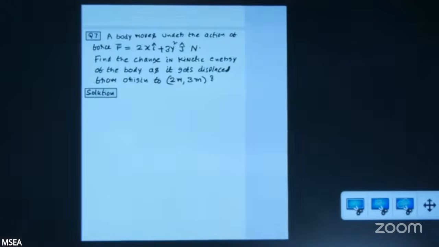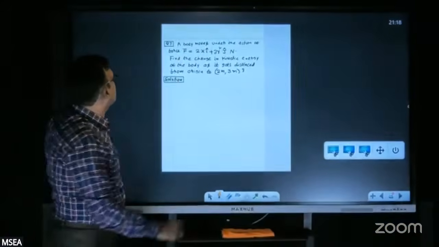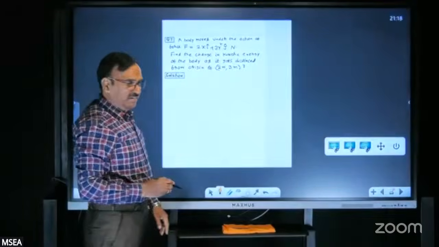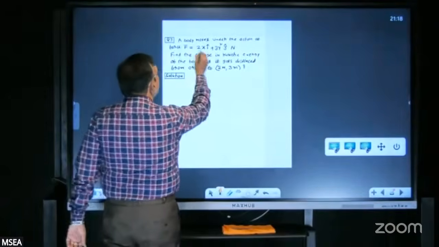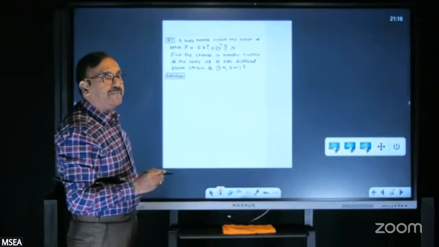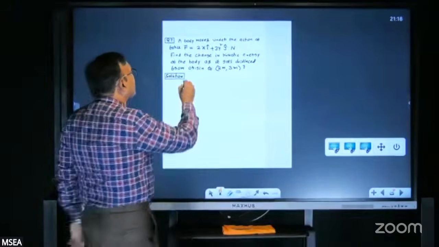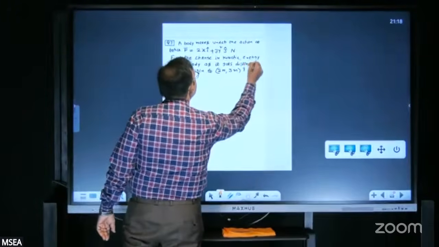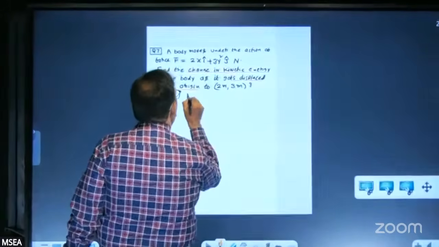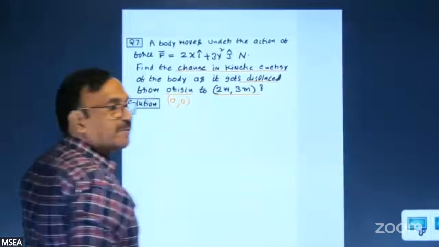Now we are talking about work done by a variable force. A body moves under the action of a force F given by F is equal to 2x i cap plus 3y square j cap. Find the change in kinetic energy of the body as it gets displaced from the origin, origin meaning 0, 0, to some particular point.